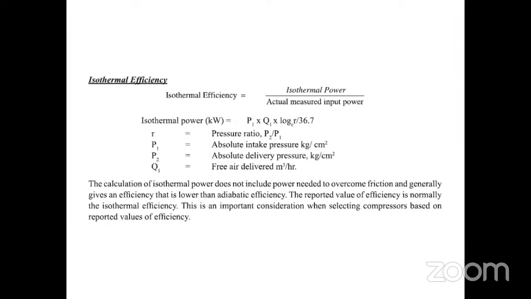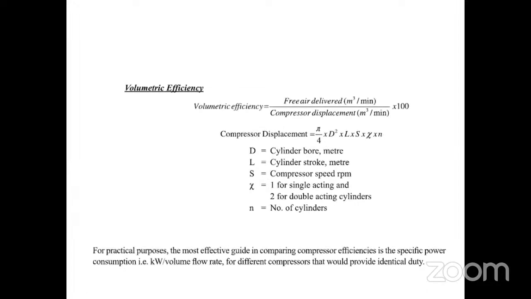Isothermal efficiency is isothermal power divided by the actual measured power. Isothermal power is calculated as follows. Just keep this formula in mind, sir. We'll discuss it during the problem. Volumetric efficiency is free air delivered divided by compressor displacement. Free air delivered is as follows. I think we'll be using this formula in the problem, sir.